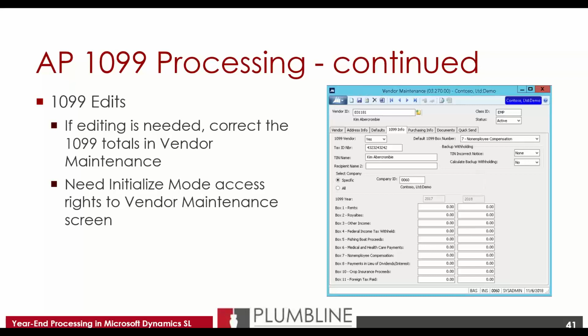So as you see, we're on the 1099 info tab. And the bottom portion of the screen, we have 2 columns, one for each of your open 1099 years. You would find the year that you need to edit. And when you're in initialize mode, these boxes all become enabled so that you can edit them. Typically, when you're not in initialize mode, they are disabled, so they're view only.